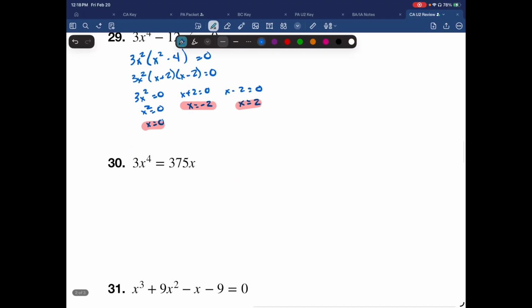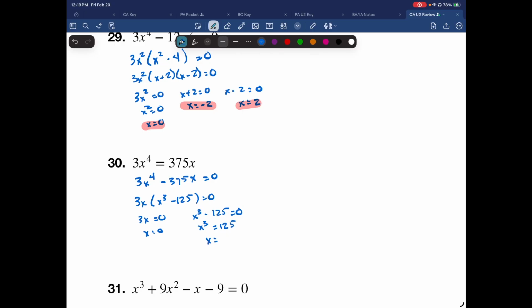On 30, you want to get everything to the same side. So it's going to be 3x to the fourth minus 375x equals 0. Then take out the GCF, I can take out 3x. And that's going to leave me with x cubed minus 125 equals 0. All right, so 3x equals 0, x cubed minus 125 equals 0. So that's going to be x equals 0 here. All right, x cubed equals 125, x equals 5. So 0 and 5 are my answers here.